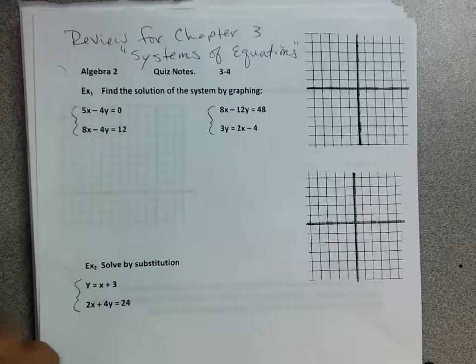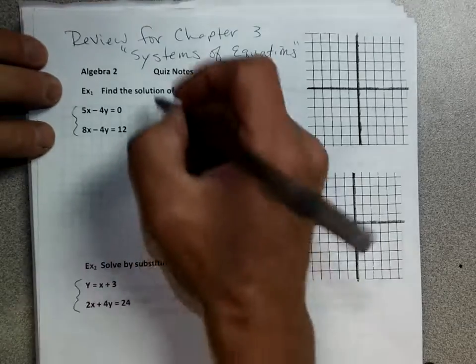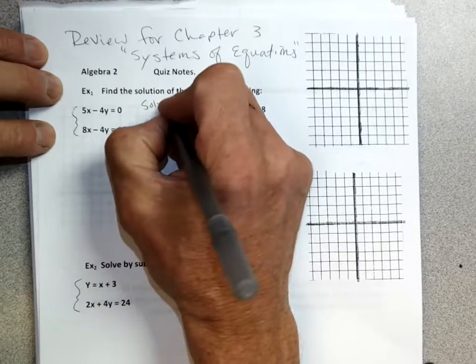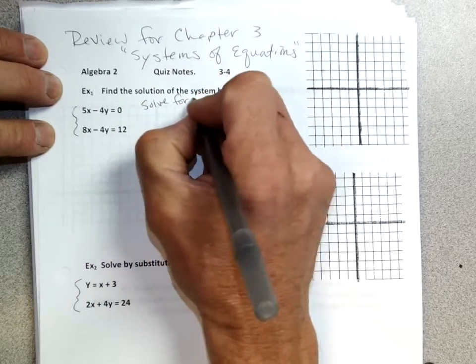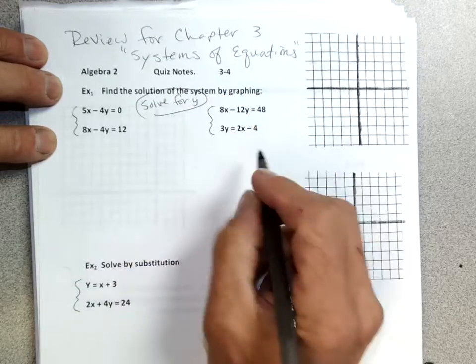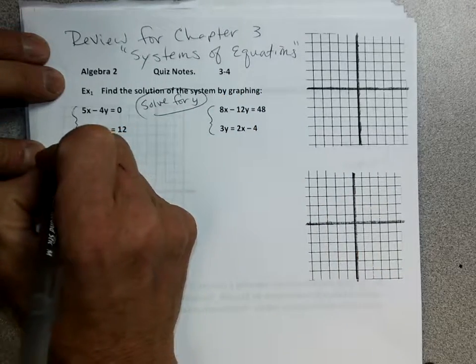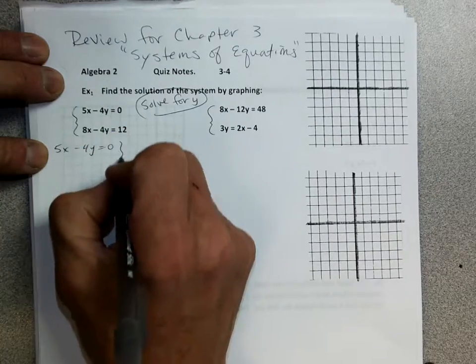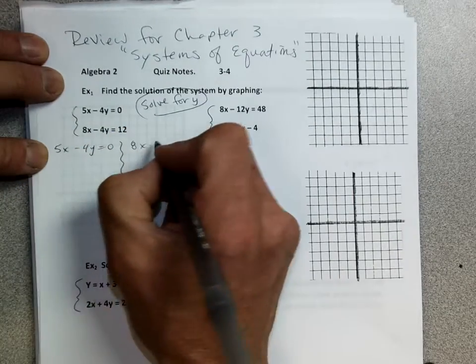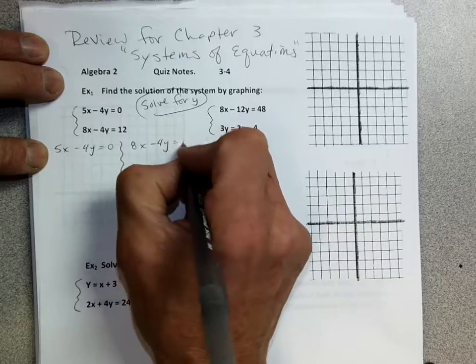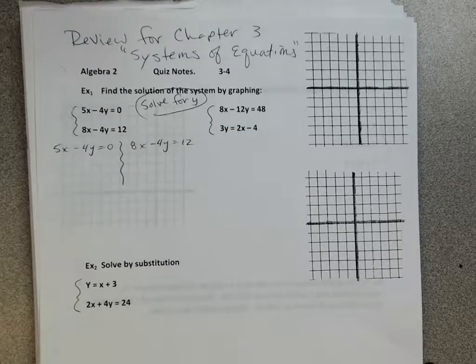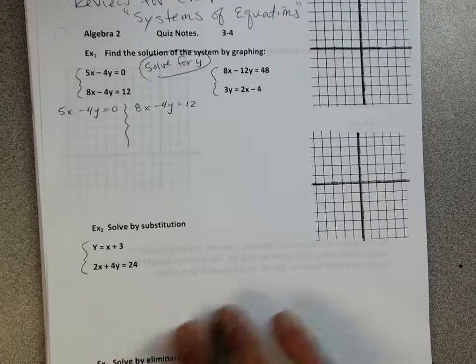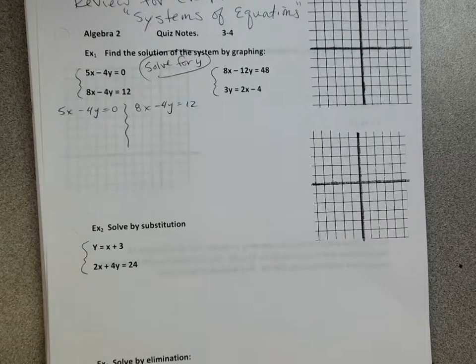Okay, so if I want to graph it, first thing I'm going to do is solve for y, right? So the first equation, start off with 5x minus 4y equals 0. And I'll put my 8x minus 4y equals 12. Okay? And I like to write them side by side. I do personally because if I write them side by side, then I have room to work the problem, right?